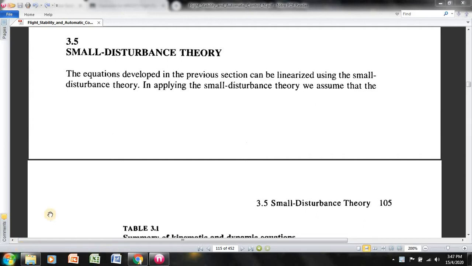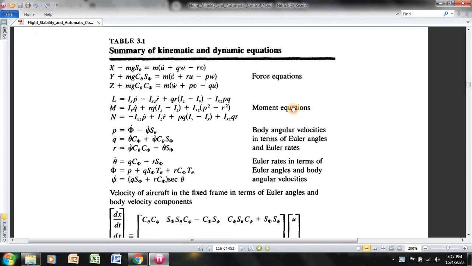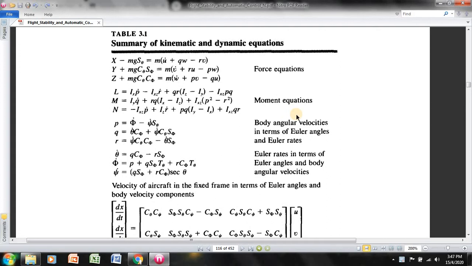In other books, some call it perturbation theory. But before we go into the detail, we look at the summary of kinematic and dynamic equations that have been discussed earlier. The first three equations are the force equations, and that also includes the gravitational effect.